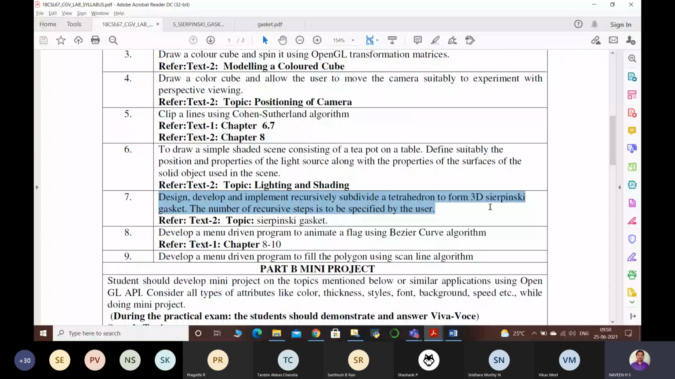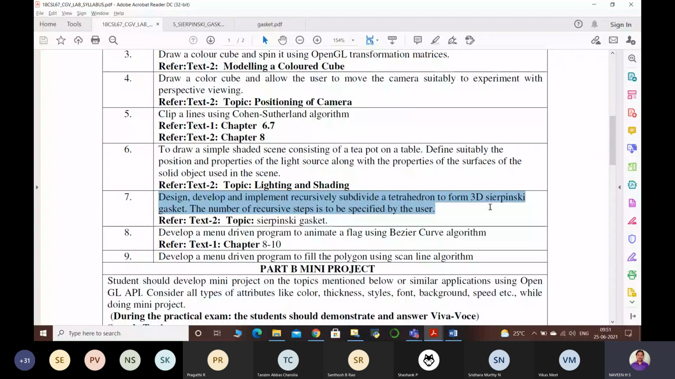After constructing that tetrahedron, the user has to specify how many times the tetrahedron has to be divided and displayed on the screen, either 1 time or 2 times, 3 times, 4 times, like that, n number of times you have to provide the input. Those many times your tetrahedron is going to be recursively subdivided, and you are going to view that on the output screen.